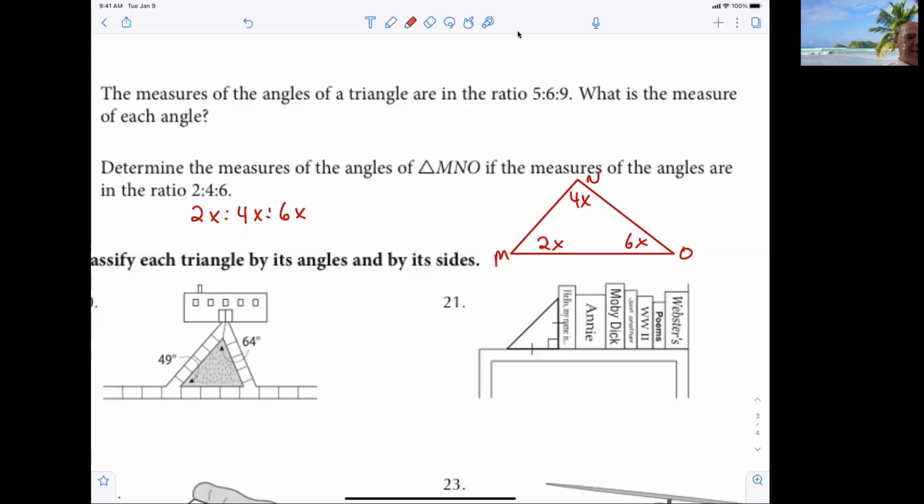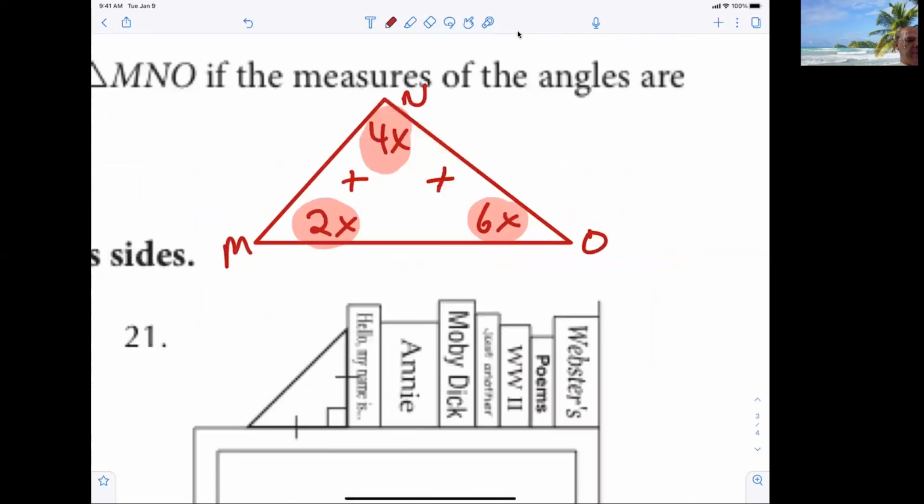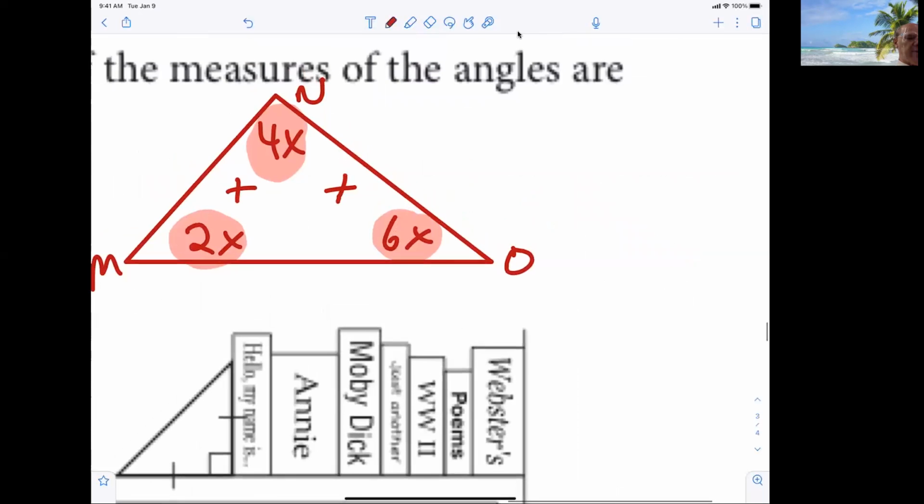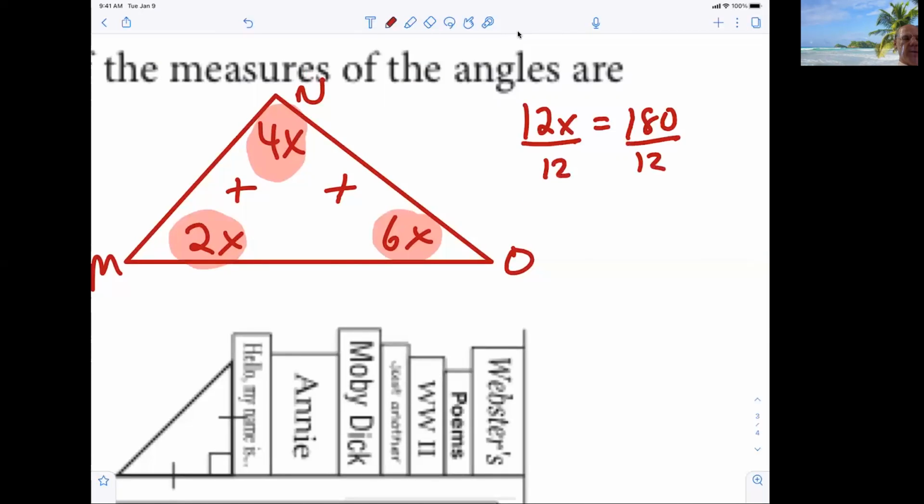So I need everybody to highlight the 2x, the 4x, and the 6x, and put plus signs. We add them together. How much is that if I add them up? 12x. And 12x is equal to what? 180. So now what do I do with the 12 and the 180? Divide by 12. And so now x is 15.